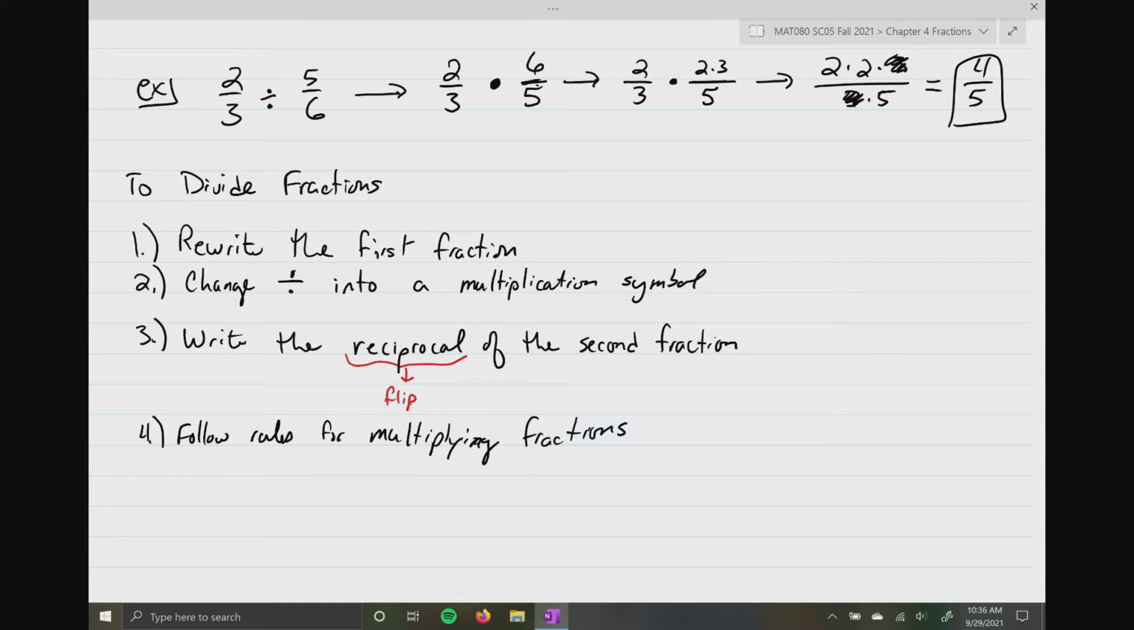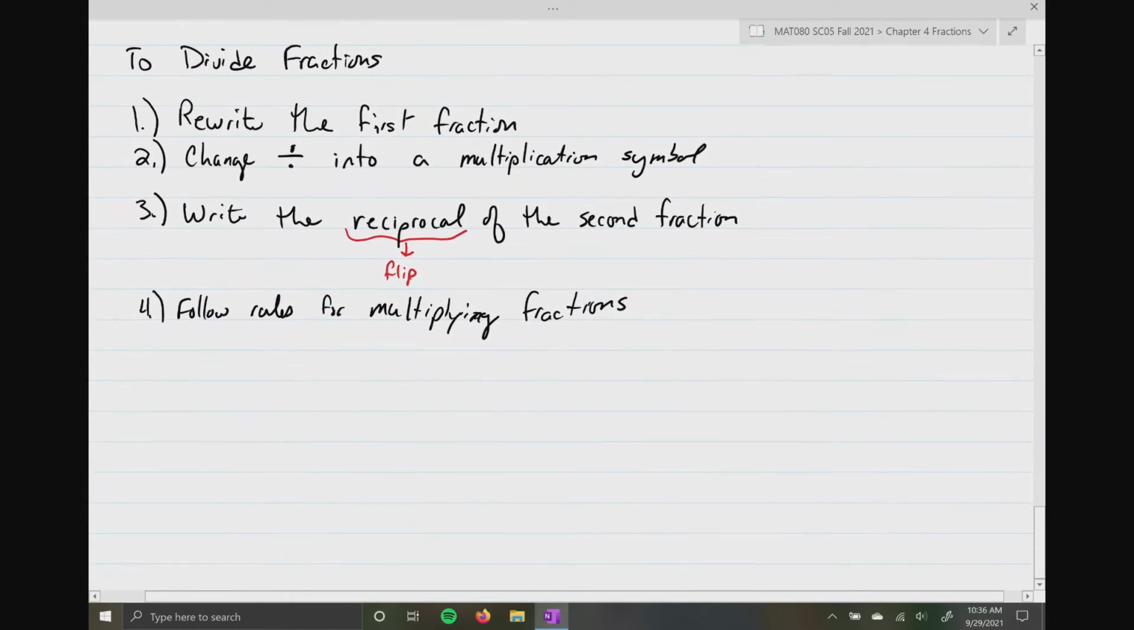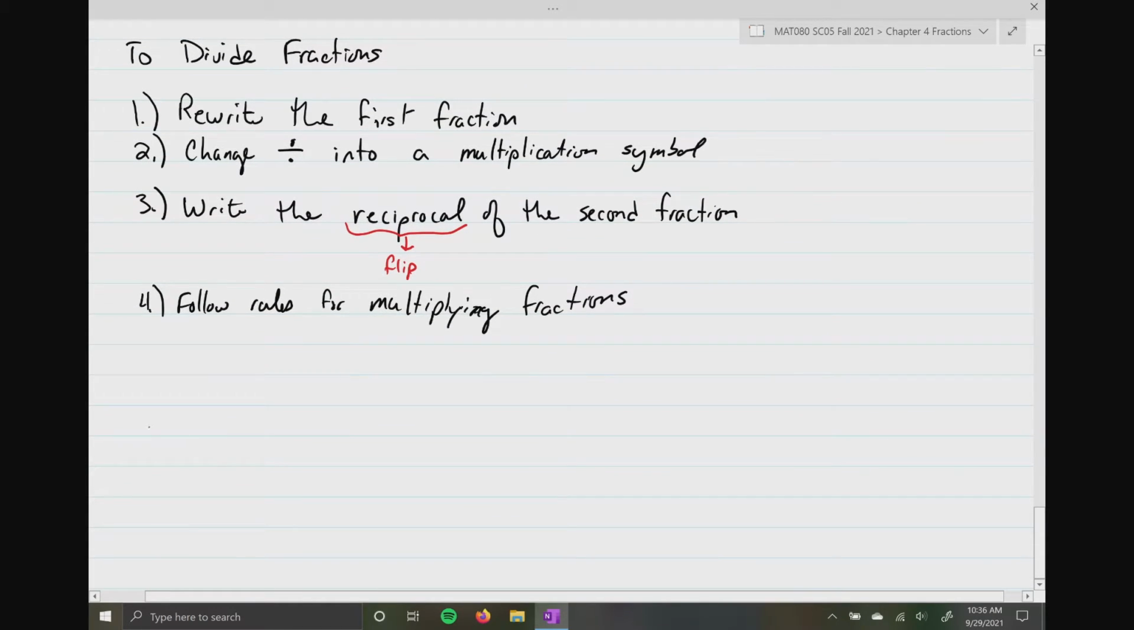So let me give you one to do. I'll try to leave the steps up so you can see them. Try 3 over 4 divided by -7 over 8.